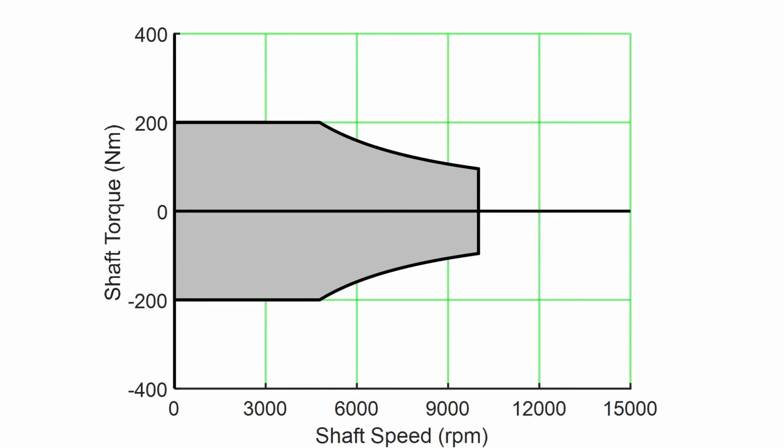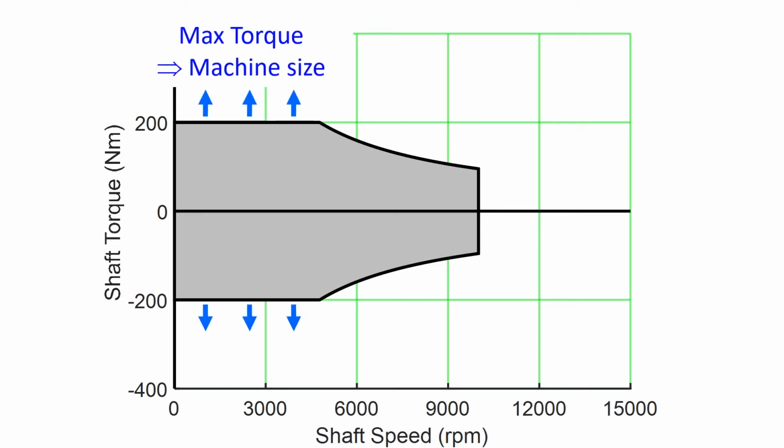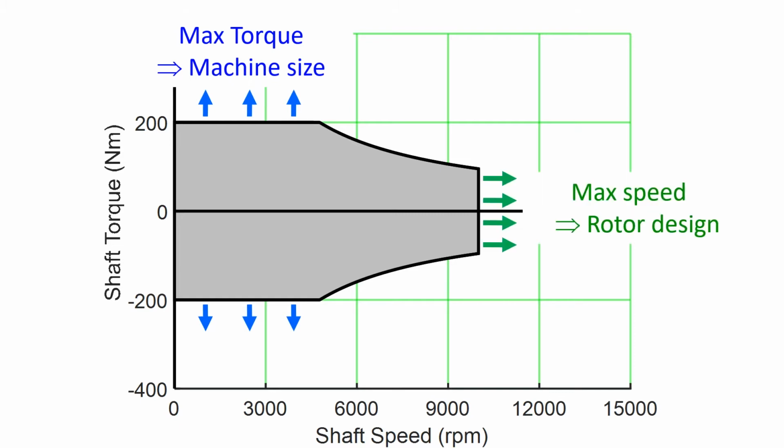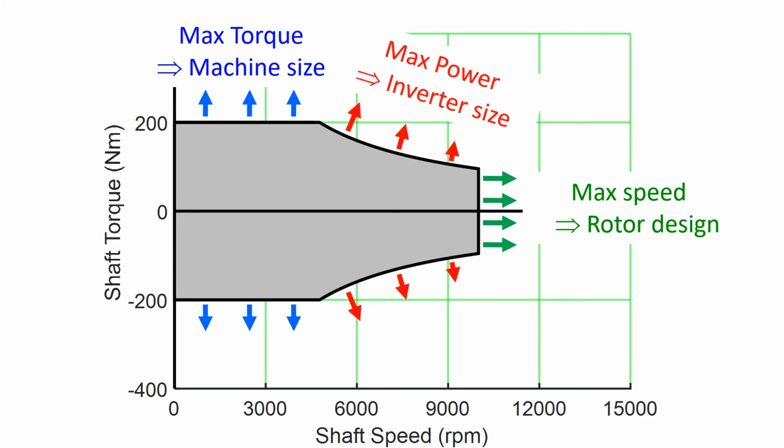So, this lecture, together with the earlier analysis of the maximum torque and the maximum speed, have shown that there are three main ways to influence the operating region of the electric drive. First, changing the maximum torque, which will mainly influence the size and cost of the electric machine. Second, changing the maximum speed, which at lower speed has little effect on the machine design and at high speed requires a more complicated and expensive rotor in the machine. And third, changing the maximum power, which will mainly influence the size of the inverter.